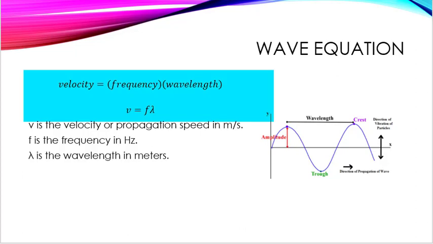So there's a specific equation we can use called the wave equation that helps us find velocity when we're given the frequency or wavelength of a wave. And the velocity of the wave is the wave's frequency times its wavelength. And the velocity is going to be in meters per second, the frequency is going to be in hertz, and the wavelength is going to be in meters.